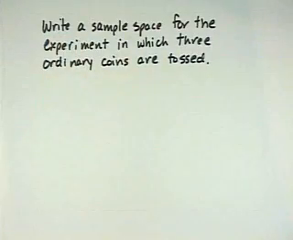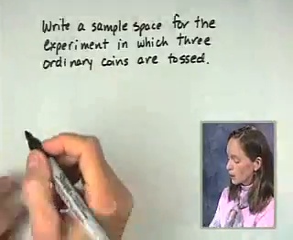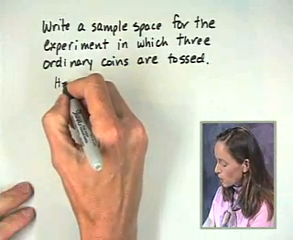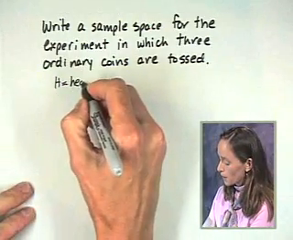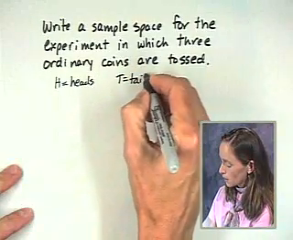The first thing you need to understand is that probability operates on experiments. It's a good idea to be able to write a sample space, which is a list of possible outcomes for an experiment. Let's give that a try. What we want to do is write a sample space for the experiment in which 3 ordinary coins are tossed. Let's let the letter H represent the fact that we get heads when we toss the coin, and T, tails.